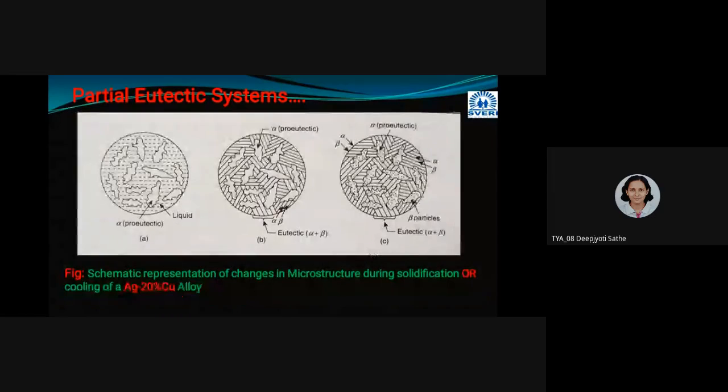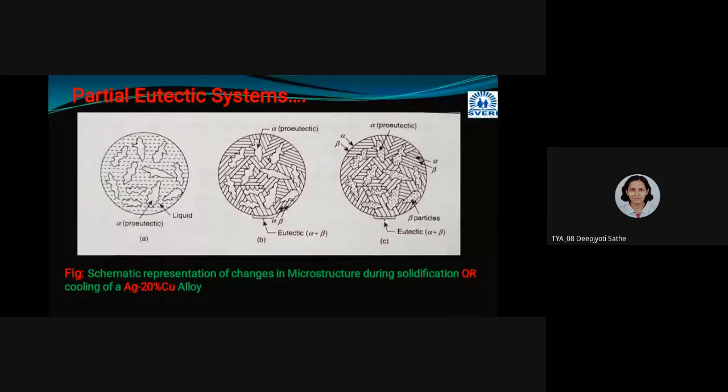Please draw the microstructures which are present in this slide. I will wait for 2 minutes. Complete the diagram, and after that I will give the explanation for these microstructural changes. After completion of the diagram, put in the chat box that you have completed the drawing. Then I will explain the actual microstructural changes.